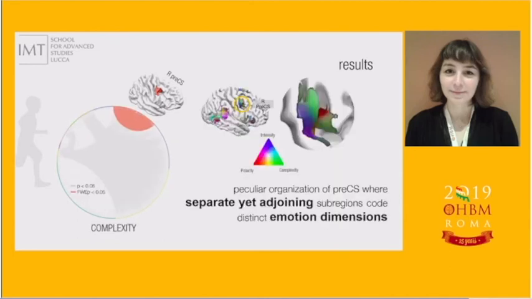And lastly, we found that the intrinsic connectivity of the right precentral sulcus was significantly modulated by changes in the complexity dimension, so a dimension reporting more cognitively mediated states versus more instinctual.